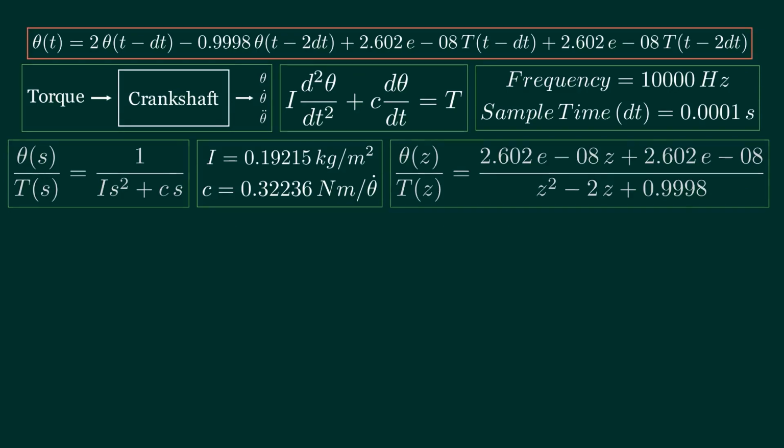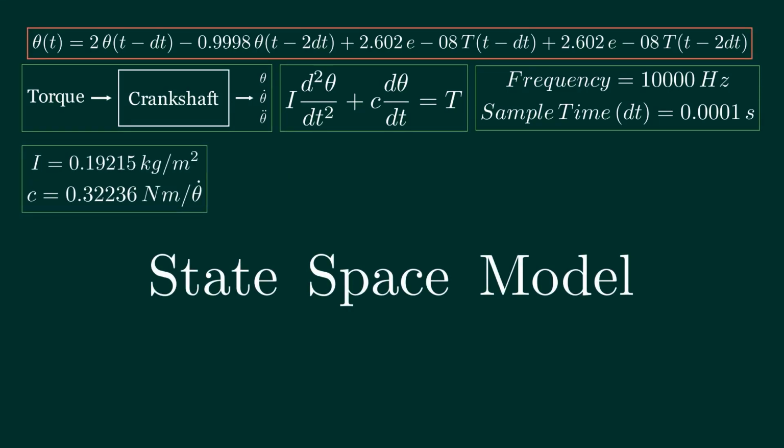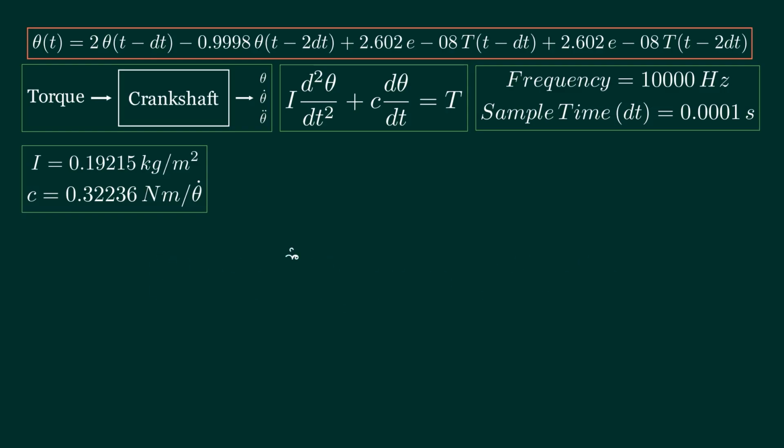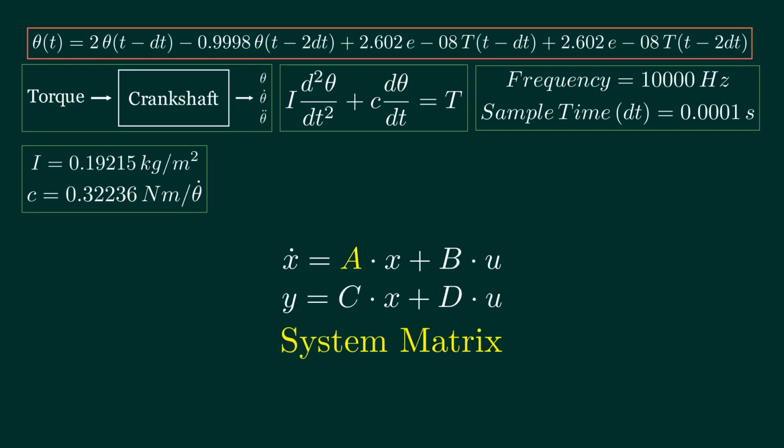Okay, set this solution aside and move on to the second method, the state space model. In this model, we write our equation in a particular matrix form and reduce our equation to a first order differential equation. X dot represents the derivative of the state vector, A is the system matrix, X is the state vector, B is the input matrix, U is the input vector, Y is the output vector, C is the output matrix, X is again the state vector, D is the feed-forward matrix, and U is again the input vector.